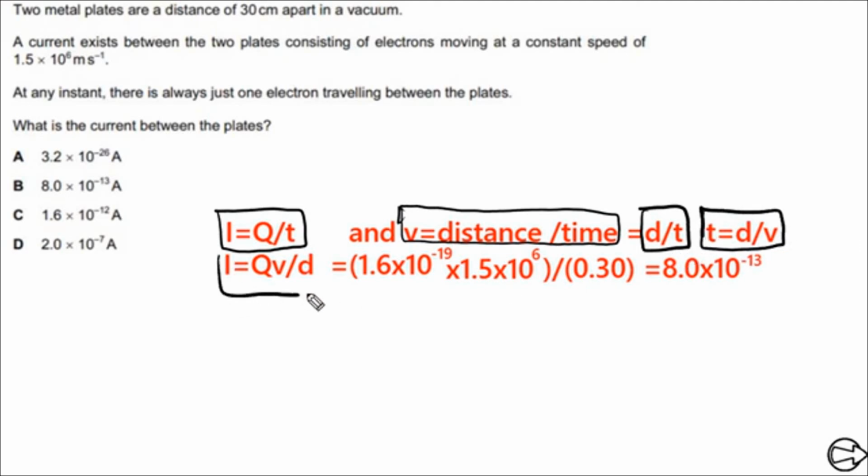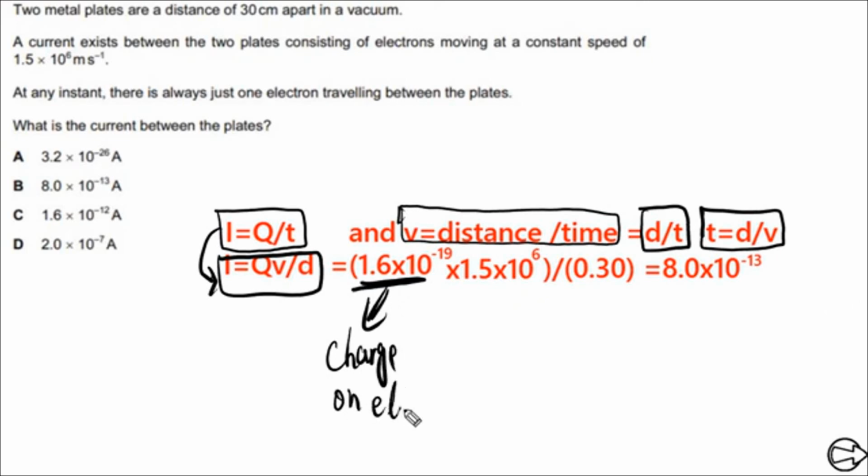So here we have written our formula, I is equal to Q over T. So we can also write down I is equal to Q V over D. So this is the value of Q, the charge on a single electron. This one is the charge on a single electron.